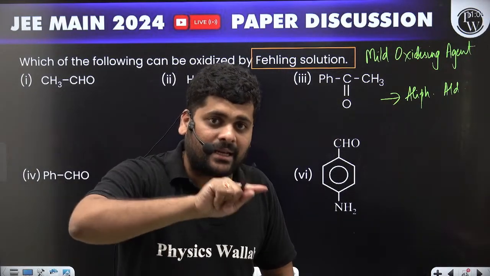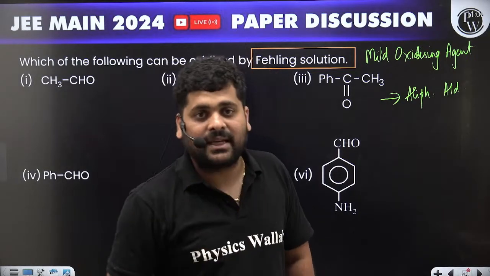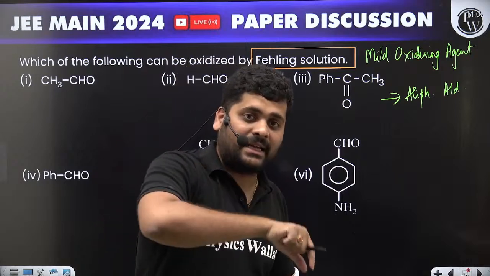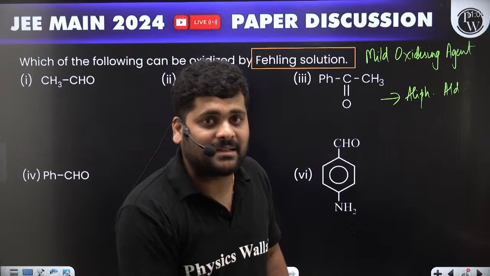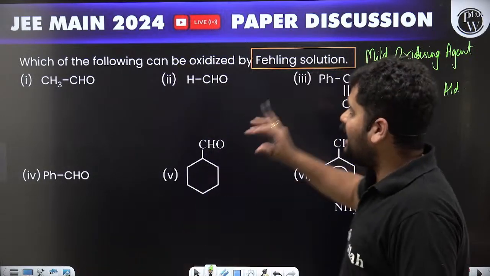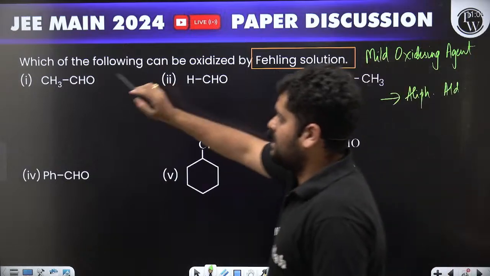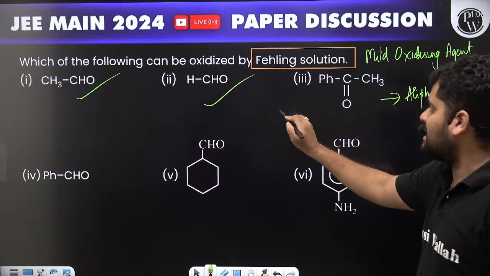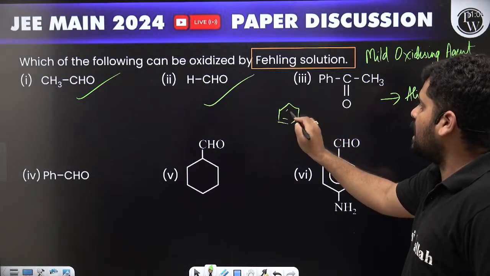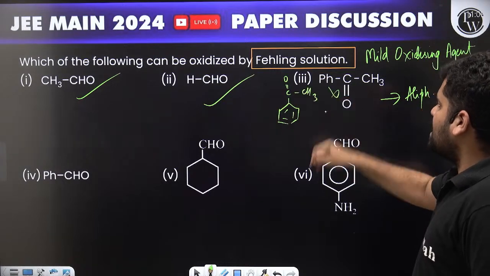Tollens reagent can oxidize aliphatic aldehydes, alpha hydroxyketones, terminal alkynes, hemiacetals, etc. Isn't it? So Fehling's reagent can oxidize aliphatic aldehydes only. So this is an aliphatic aldehyde, this is an aliphatic aldehyde, this is a ketone, benzene and COCH3. Ph is phenyl group, and then we have C double bond O with CH3. This is a ketone, so it cannot oxidize.